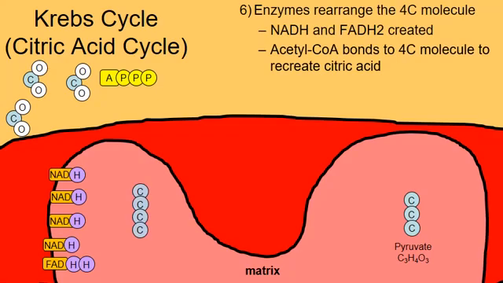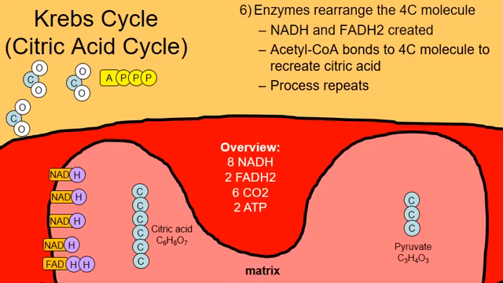And what happens with this 4-carbon molecule, it will bond with acetyl-CoA, that really big molecule we saw earlier. So enzymes will bond it together, the coenzyme A breaks away, and what we're left with is the 6-carbon molecule known as citric acid, and the process repeats itself.